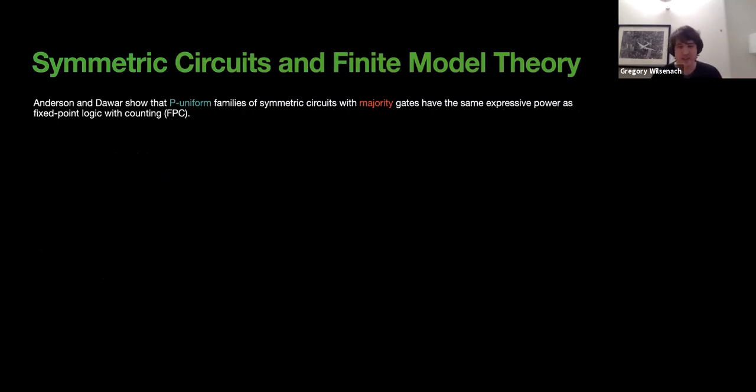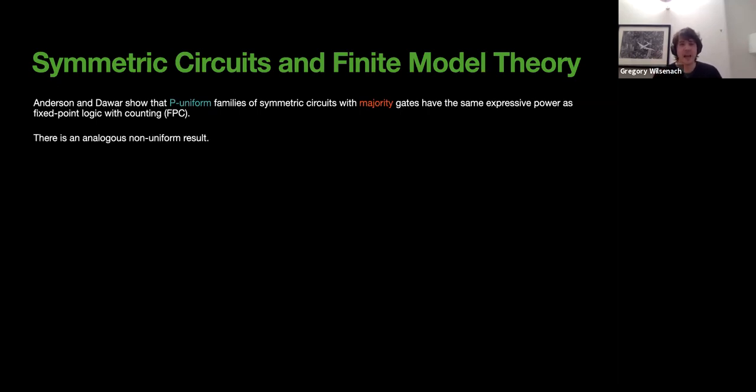And the important result along these lines is by Matthew Anderson and Anuj Dawar, which asserts that P-uniform families of symmetric circuits with majority gates, in other words, you allow AND, OR, NOT, and the majority function, where P-uniform just means that the function that takes n to the circuit Cn is computable in time polynomial in n. Now, if you look at the classes of structures that are definable by these circuits, it's exactly the same as the class of structures definable by a logic called FPC, fixed point with counting, which is a sort of canonical logic in finite model theory, with all sorts of interesting connections. It sort of, in a technical sense, almost captures polynomial time, but not quite.